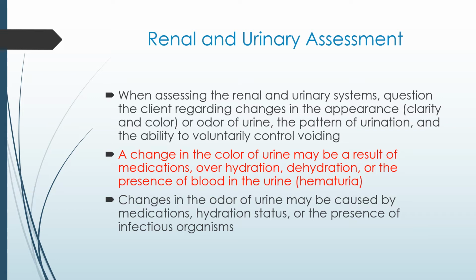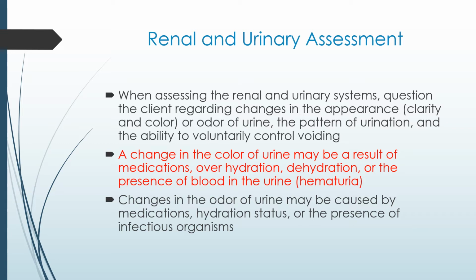So, renal and urinary assessment. When assessing the renal and the urinary systems, question the client regarding changes in the appearance, and we're talking about clarity and color, the odor of the urine, the pattern of urination, and the ability to voluntarily control their voiding. So, listen up, and then listen up one more time.